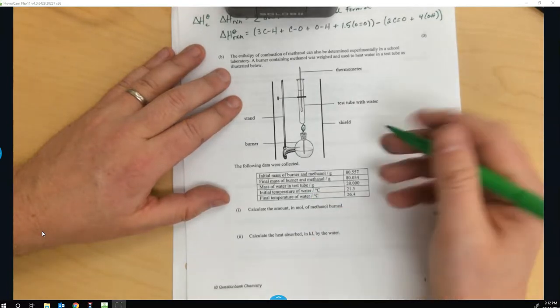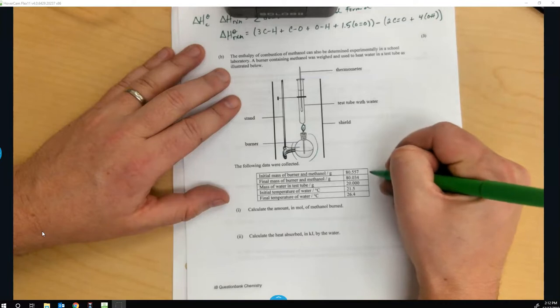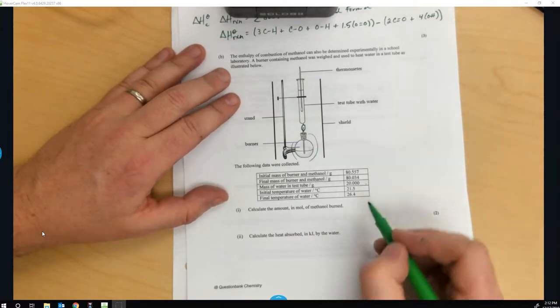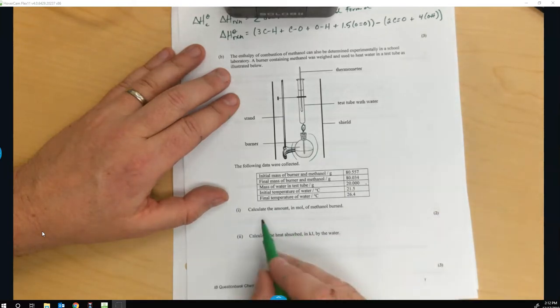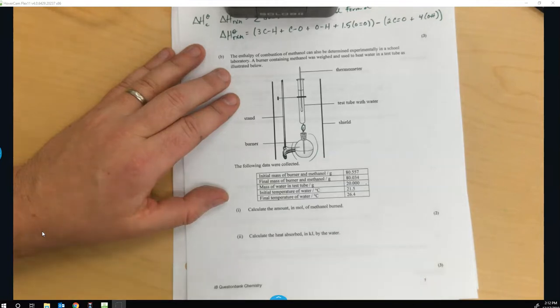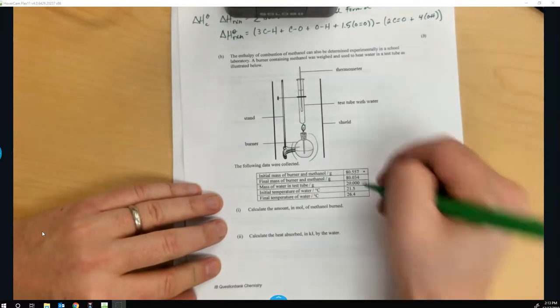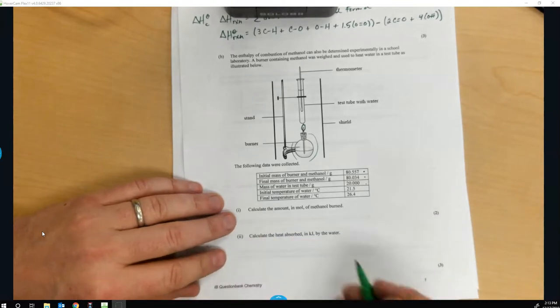So the data I'm given here is the mass of the burner before and after. So the difference in mass will give us the mass of the methanol. We're given a mass of the water in the test tube and an initial and final temperature of water in the test tube. The first thing it wants us to do is calculate the amount in moles of methanol that was burned. So the difference between before burning and after burning should represent the mass of the methanol burned.